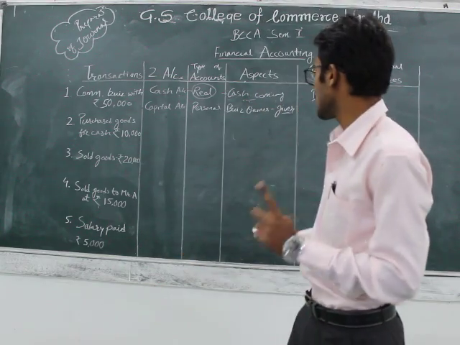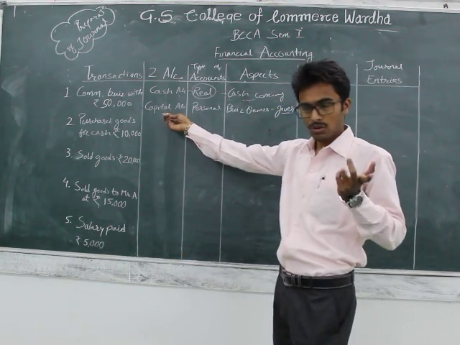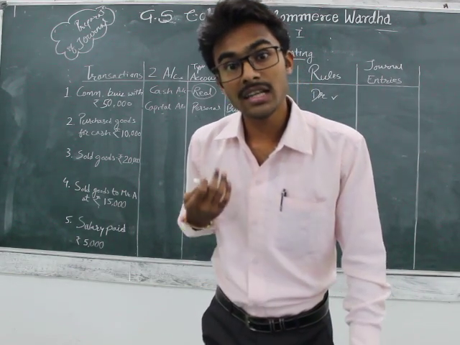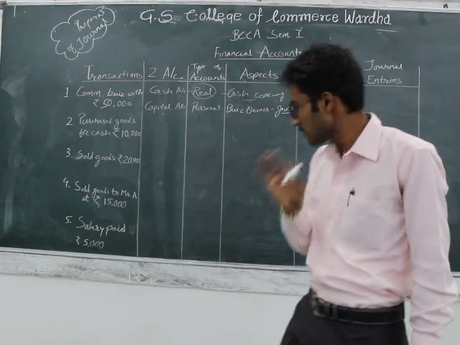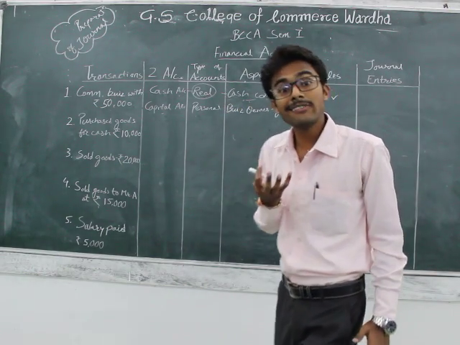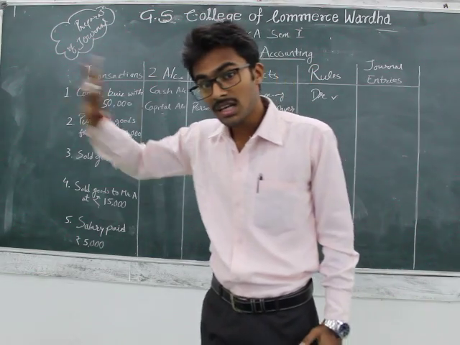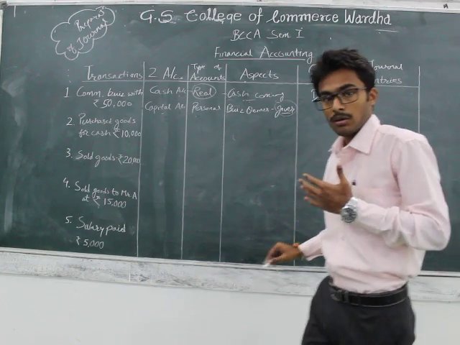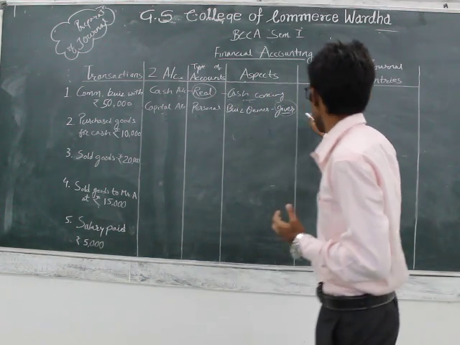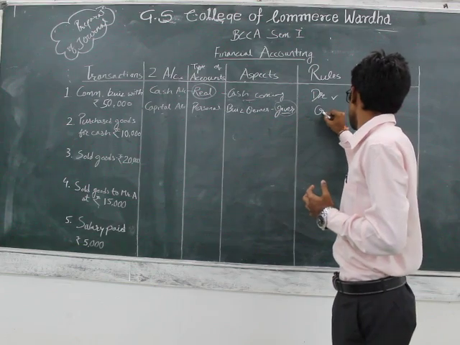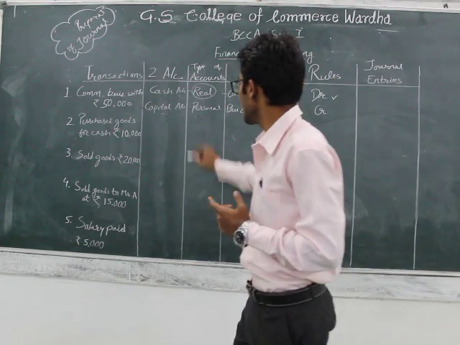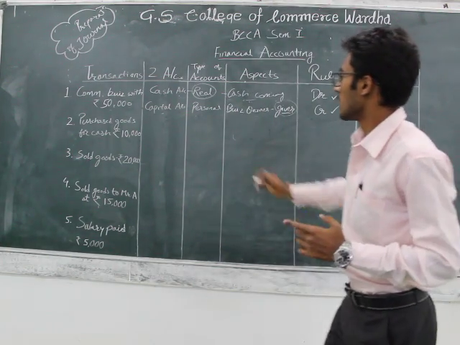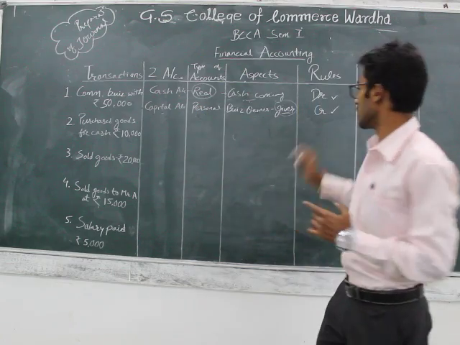The other account, the capital account, is the business owner's account, which means a personal account. The personal account says debit the receiver, credit the giver. Here the business owner is the giver of the money, so we have to credit the personal account, credit the capital account. Cash account debit, capital account credit.